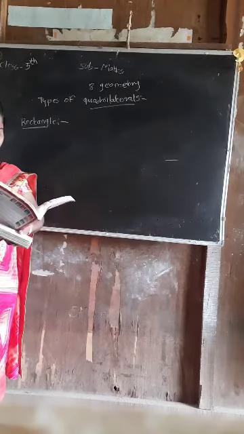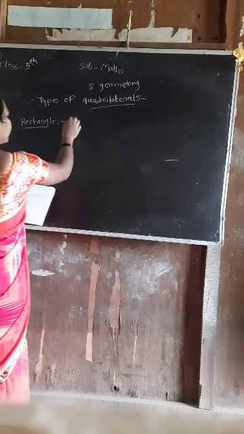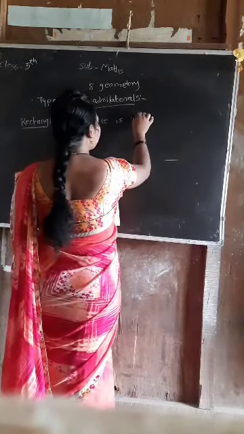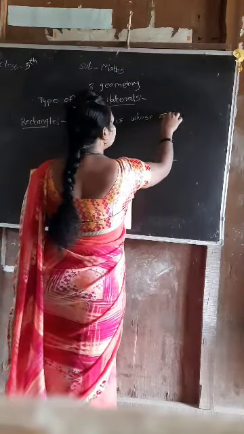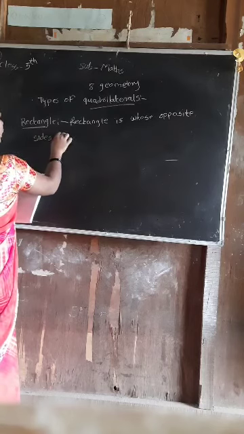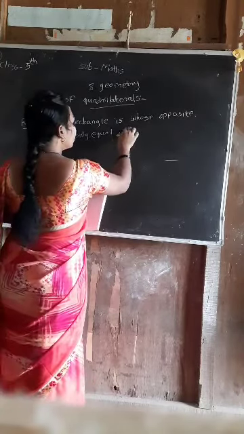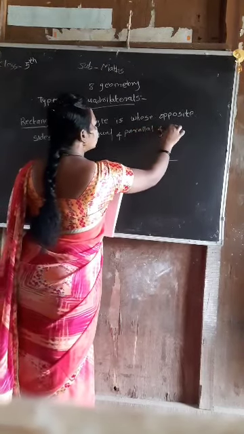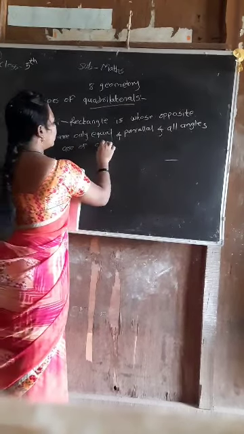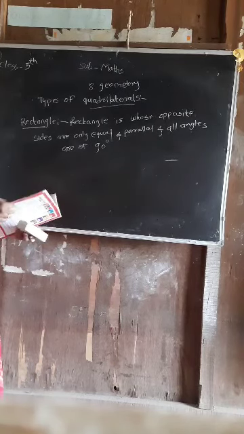Rectangle is a type of quadrilateral whose opposite sides are only equal and parallel and all angles are of 90 degrees. All angles are of 90 degrees.